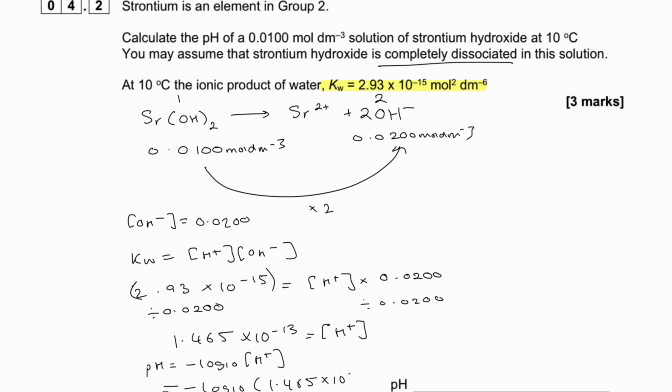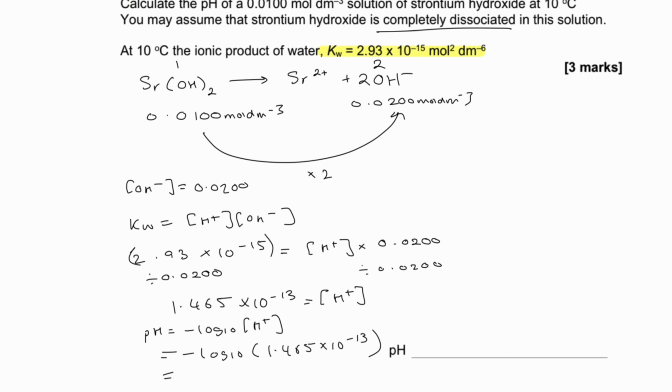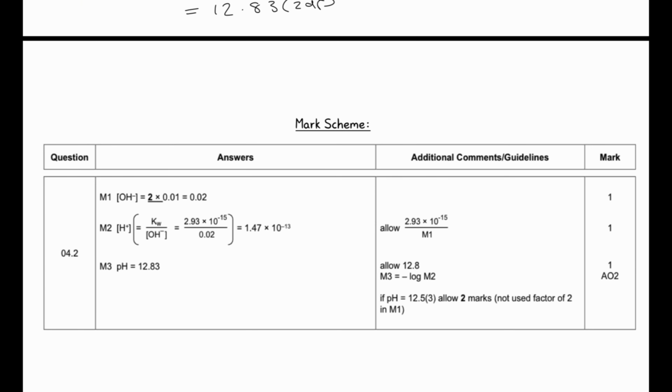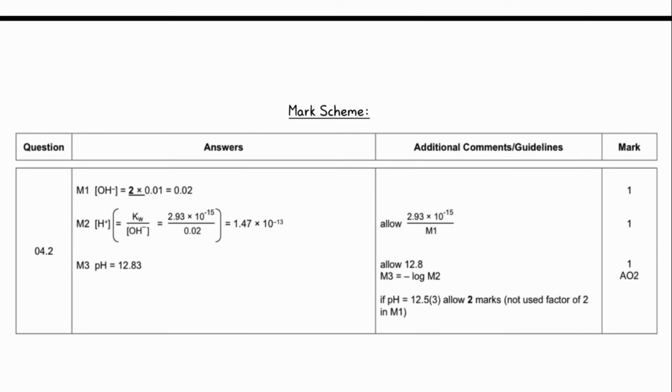1.465 times 10 to the negative 13. And my pH comes out to be, let's have a look, 12.834 dot dot dot, 2 decimal places, that's 12.83. Perfect. Nice, let's move on to the next part. And as you can see from the mark scheme, that's perfectly right.